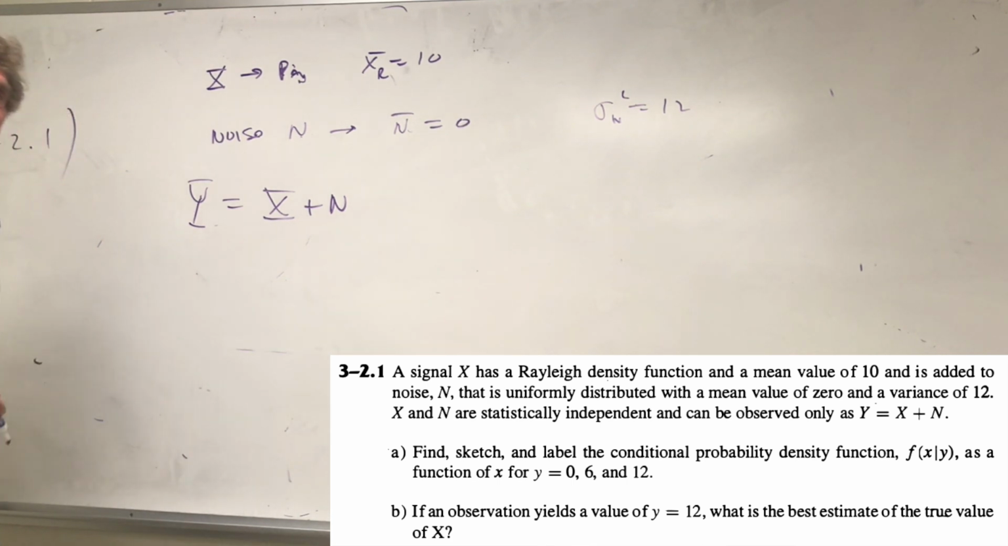So go ahead and ask the question. Find, sketch, and label the conditional probability density function f of x given y as a function of x for y equals 0, 6, and 12. This is a great problem. I want to show you.